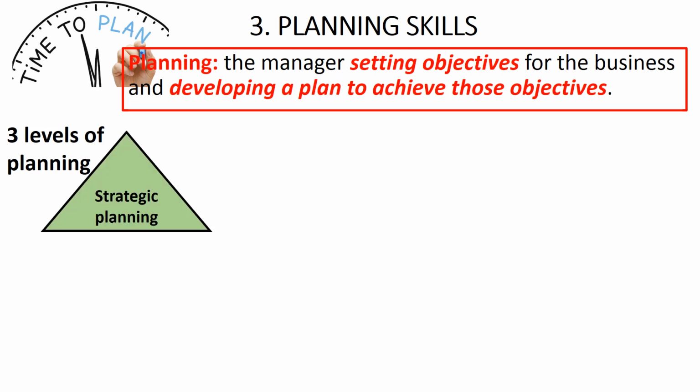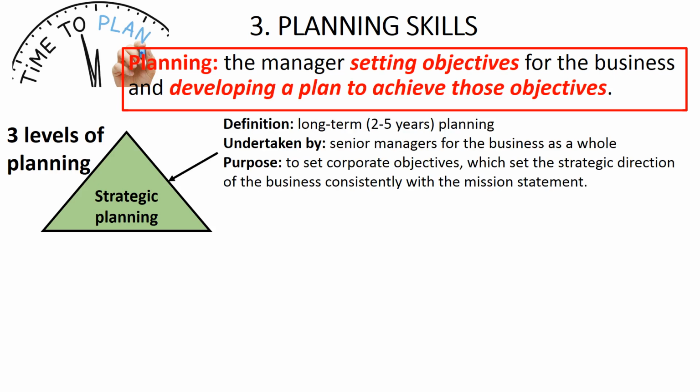The first level is strategic planning. Strategic planning is long-term planning. That is, it's planning which is undertaken for 2 to 5 years in the future. The business objectives that are set as part of this kind of planning are the corporate objectives that we have discussed in the video on business objectives.